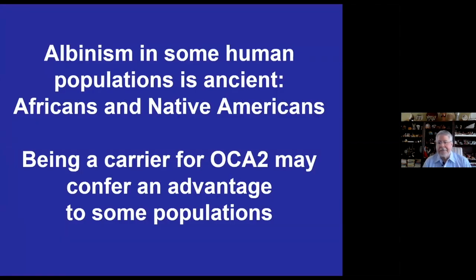So lastly, I'd like to make a few comments here that albinism in some human populations is rather ancient. In Africans and Native Americans in particular, we find that albinism has been around for hundreds, if not thousands of years. And that being a carrier for OCA2 might actually confer an advantage to some populations.